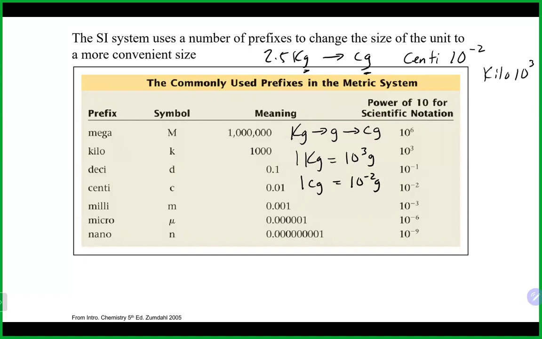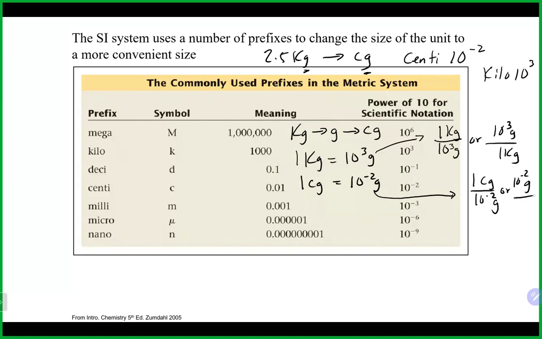As we talked about last time, we can get conversion factors from this: 1 kilogram over 10 to the 3 grams, or 10 to the 3 grams over 1 kilogram. And we could get 1 centigram over 10 to the minus 2 grams, or you could flip it around. A conversion factor is really just a fraction, and we use them a lot in dimensional analysis, which is how we show our calculations here. It's a really simple way to do things.